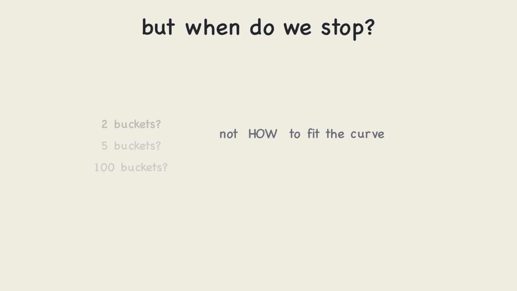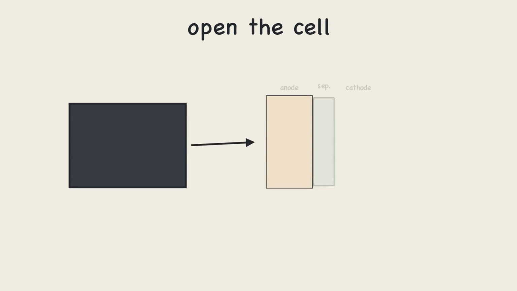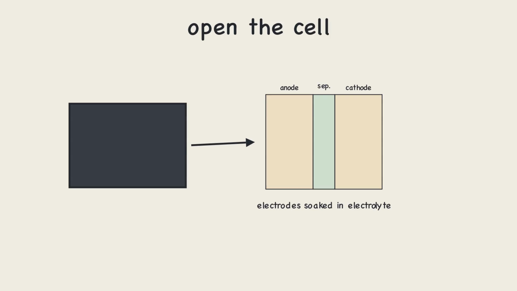Until now, the cell has been a black box. Let us open it. Inside are 2 electrodes, soaked in electrolyte. And each electrode is packed with tiny grains of active material. This is where the sodium is actually stored. Let us shrink down into a single grain.